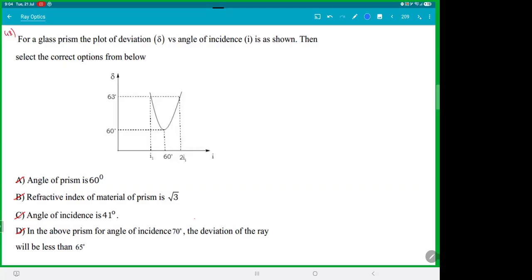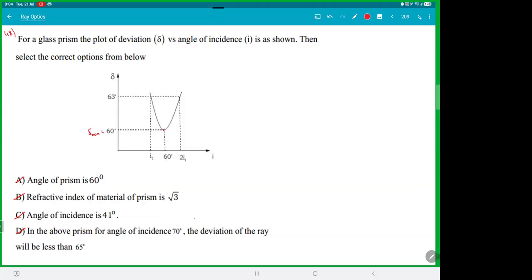Okay, let's see the data there. Actually, I got something. Let's try to figure out each one, okay? Look at the data here. Look at this point here. At the bottom, that is your delta minimum.